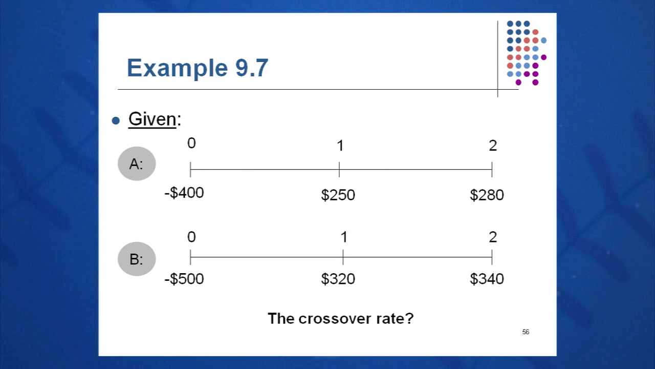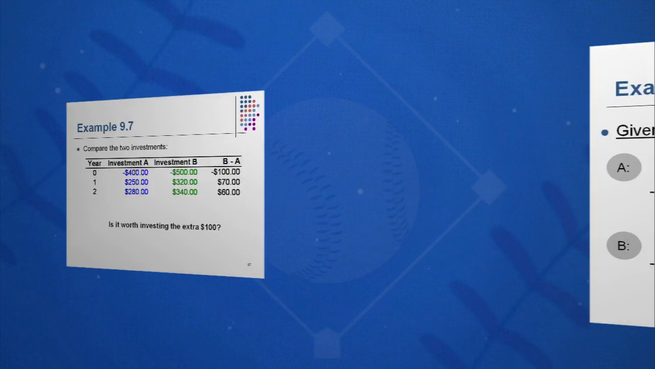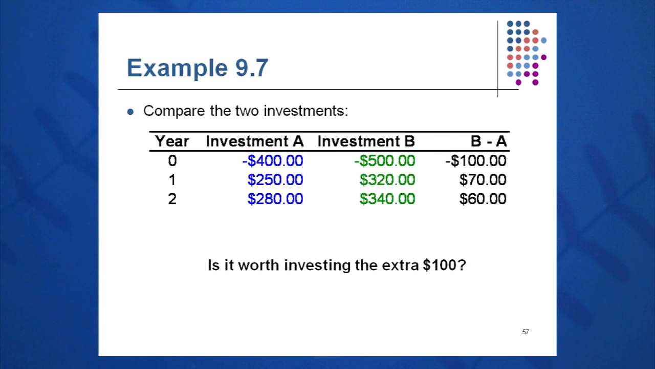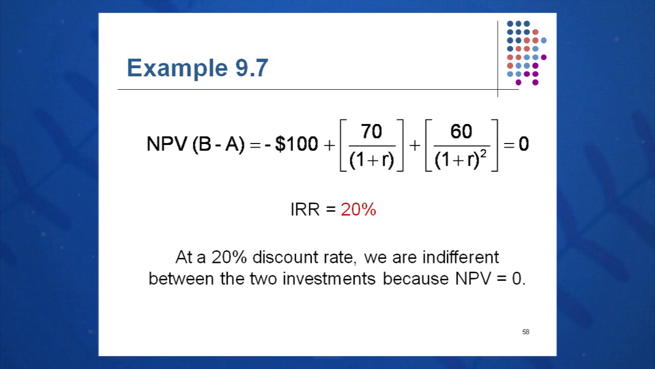Here's an example, 9.7. Two different projects. Can't do both of them. One costs $400 million, one costs $500 million, and they turn out different cash inflows to you. Which one is better? Should we take investment A or investment B? These are mutually exclusive. So again, we create a third column called B minus A. Watch the sign. At time zero, it's minus 500 minus minus 400, so you get a negative 100 when you do B minus A. In year one, you take 320 minus 250, that's equal to 70. And in year two, you take 340 minus 280, and that's equal to 60.